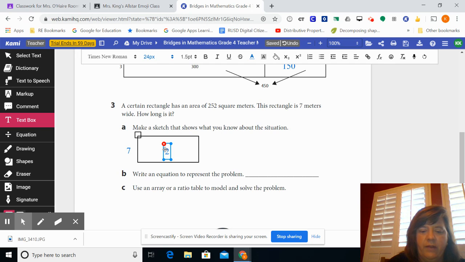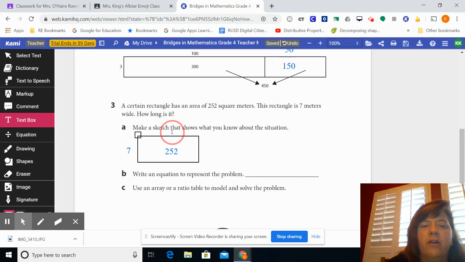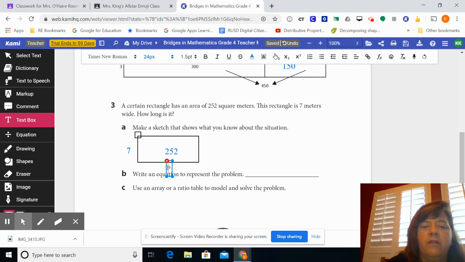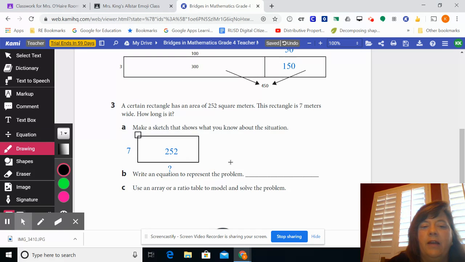I'm not sure why it's doing this, but sometimes you just have to mess around with it. So now my question is here. This is the question. What is in this box, in this side? What's the side? So I have to figure out the missing number. So I know this is not multiplication because I have a missing number. So my problem is going to be 252 divided by 7 equals what?